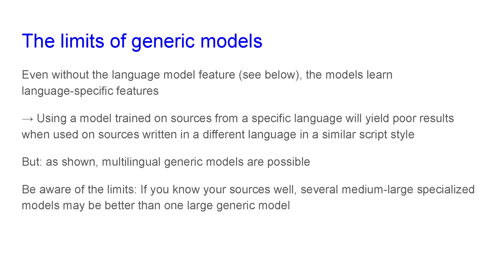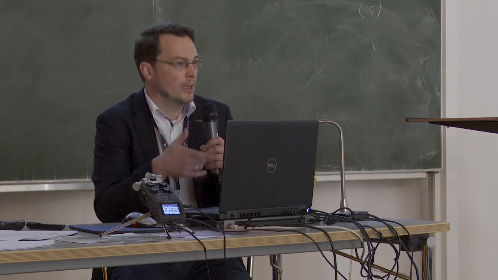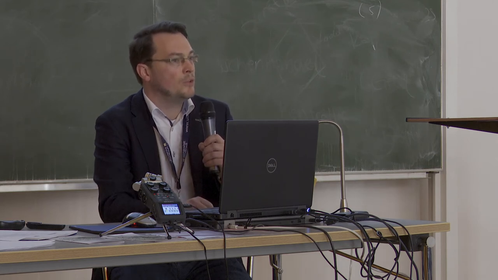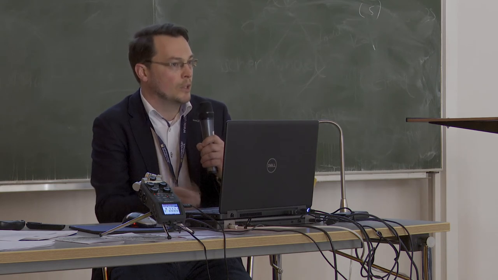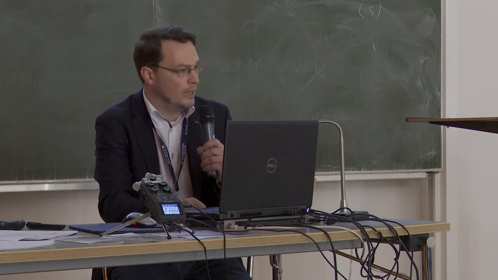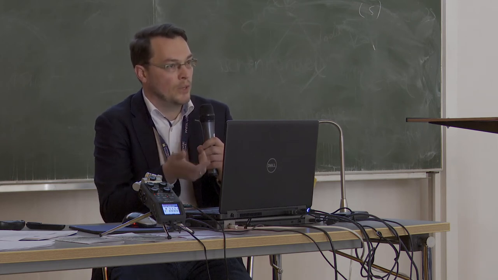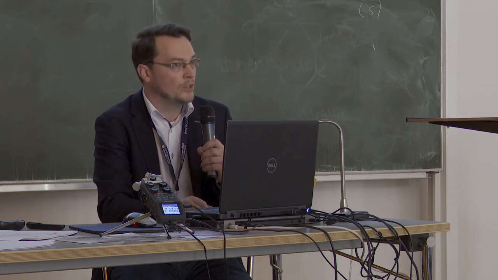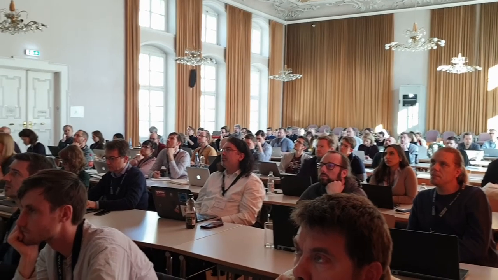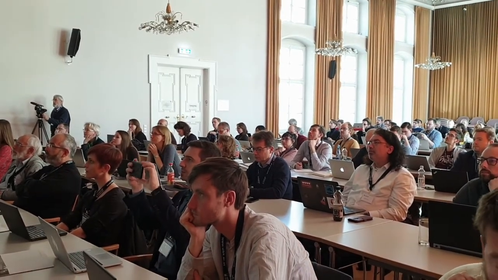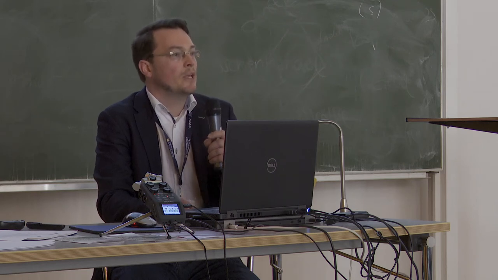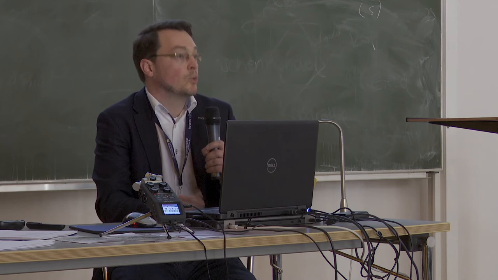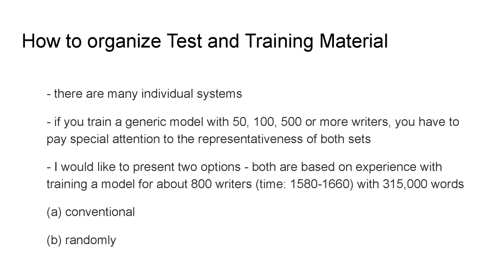So another limit is, of course, models are usually language specific. If you train a model on a specific type of Roman script, it will learn the linguistic features of the particular language. And if you try to use this model for another language, it will perform very poorly, even though the paleographic characteristics of the script written in this other language are quite similar. But this is just a property of the typical neural network we trained in Transkribus. But if you want to use a generic model for different languages, you can train it multilingually. That's no problem.